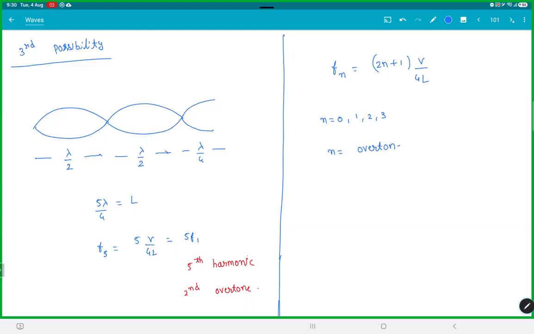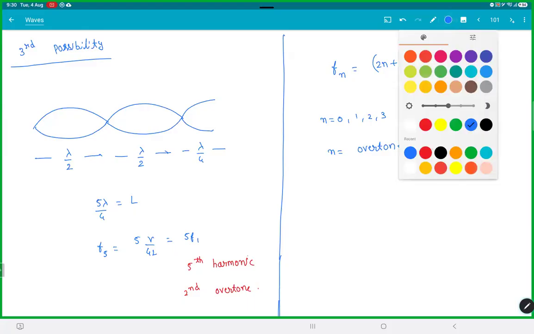I don't remember this formula. I generally don't use this. I always draw the shape. There's a third overtone, meaning seventh harmonic. Then I know it is 7 half loops. I just do it like that and derive the formula on the spot.